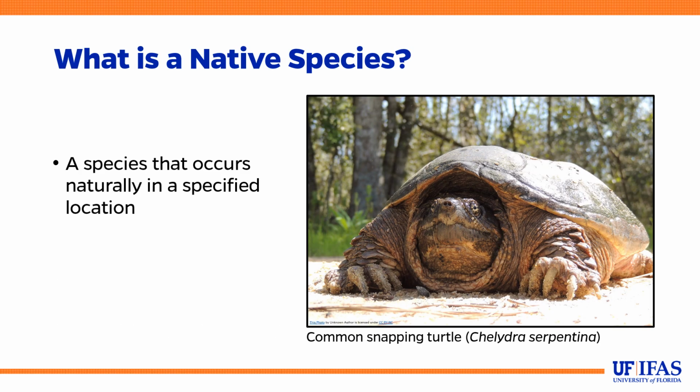Every species has a native range, meaning a place in the world where it's originally from. A native species is a species that occurs naturally in a specified location, such as a region, water body, state, etc. For example, the common snapping turtle is native to the eastern United States. It originated in the eastern United States and evolved in the eastern United States. Therefore, it is native to the eastern United States.